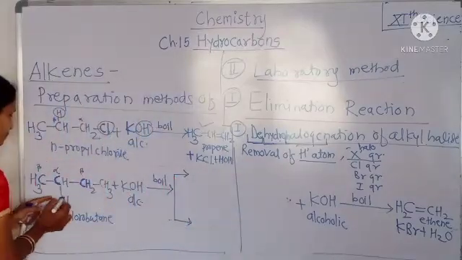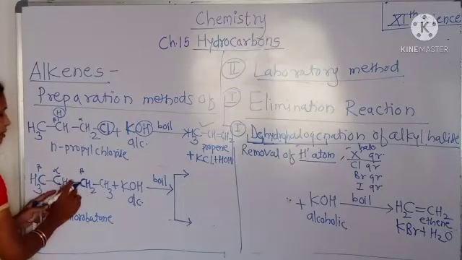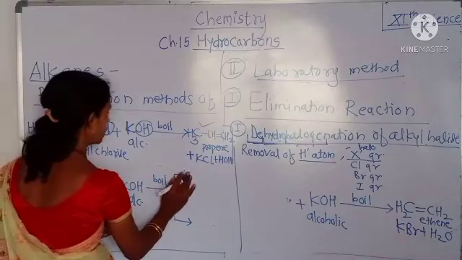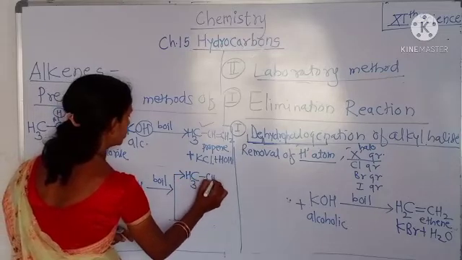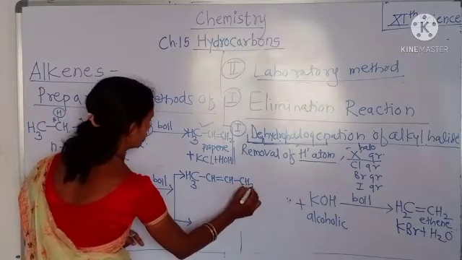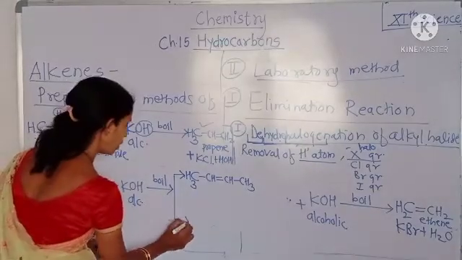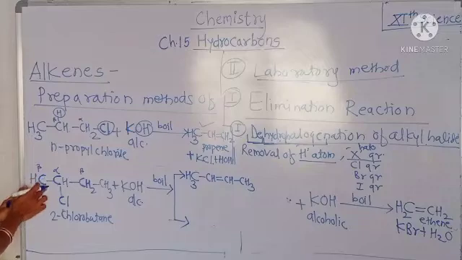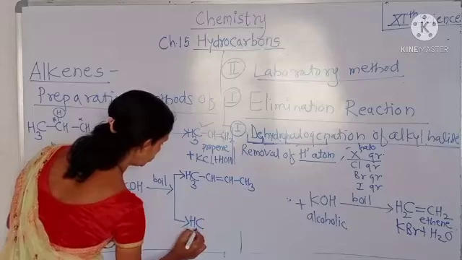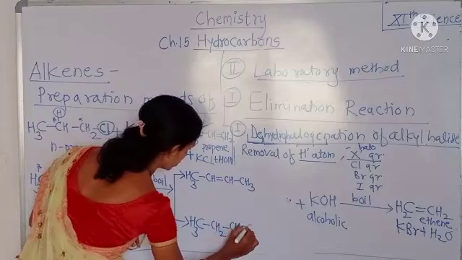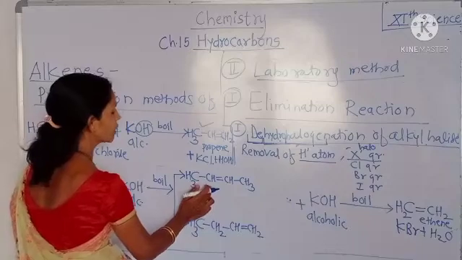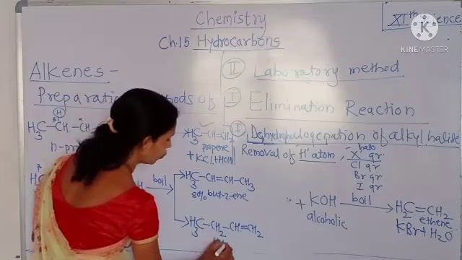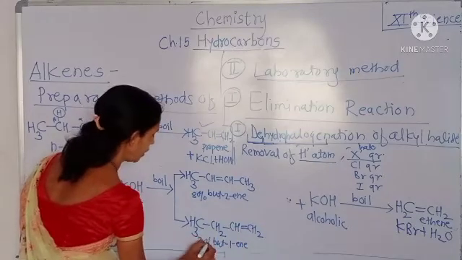When the chloro atom of the alpha carbon atom and an H atom of the carbon atom of the CH2 group are removed, then it gives but-2-ene. And when the chloro group of the alpha carbon atom and an H atom of the beta carbon atom of the CH3 group are removed, then it gives but-1-ene. The major product obtained is but-2-ene, that is 80%, and the but-1-ene prepared is 20%.